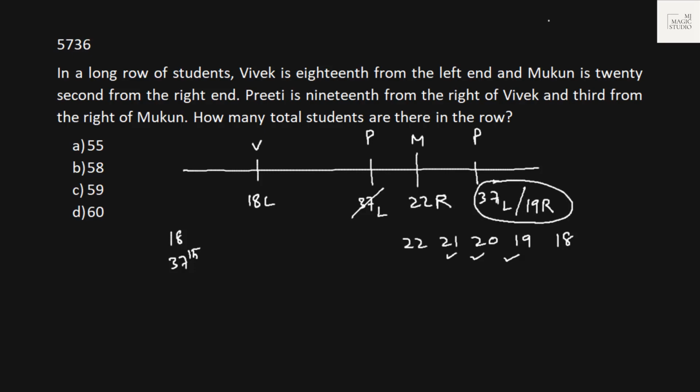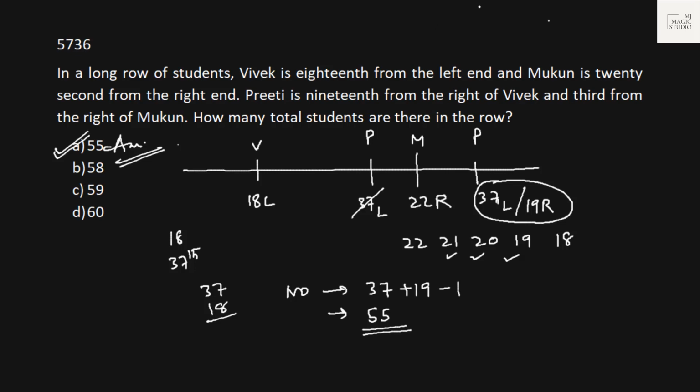So as far as Preeti is concerned, her position is 37th from the left and 19th from the right. That means the number of students in the row is 37 plus 19 minus 1. So we have 37 plus 18, that is 55. So the total number of students in the row is 55. Option A is the pick.